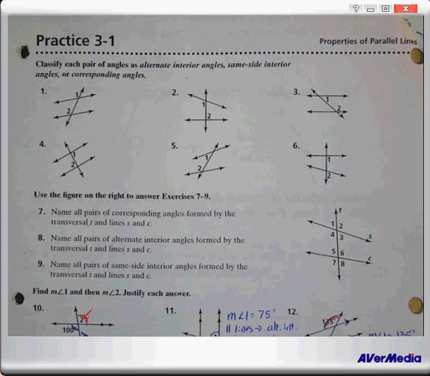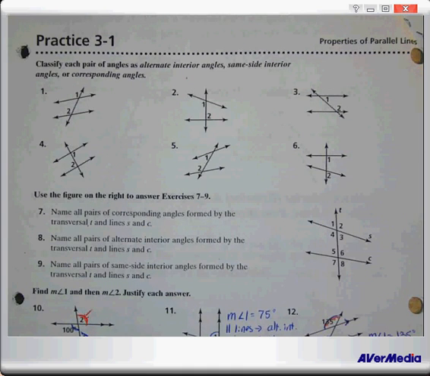Hi guys, we're going to actually do some examples of identifying the different types of angles. Definition means everything, and that means you better know alternate means opposite sides of the transversal, and that every set of these have to be non-adjacent angles. But you can eliminate based off of just two things.